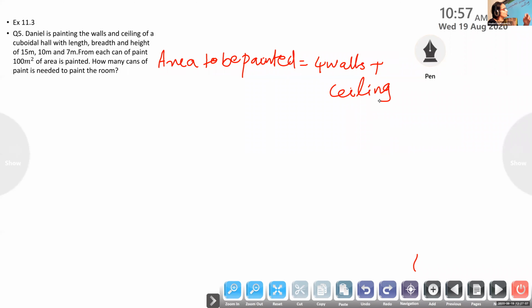What is the confusion with the walls and cuboid? That hall is in the shape of a cuboid. So 4 walls means the 4 sides. Okay, so it is the lateral surface area, equal to 2h into L plus B. And what is the area of the ceiling?